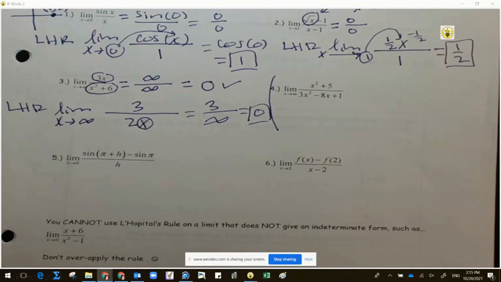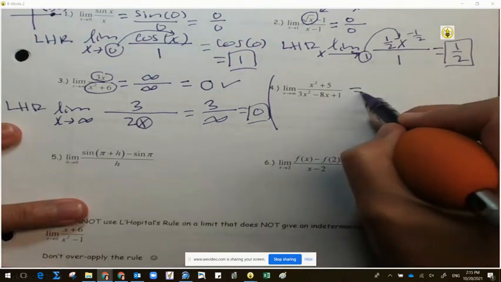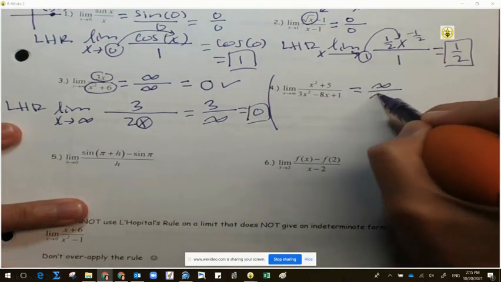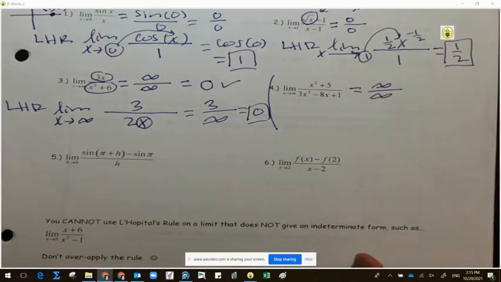It's almost good. You should be using L'Hopital's rule twice. So that way you have 1x either on the top or the bottom. It'll still be infinity over infinity if you have an x on the top and the bottom.